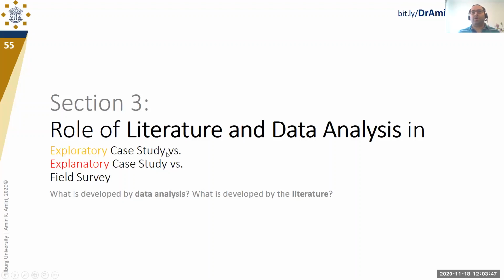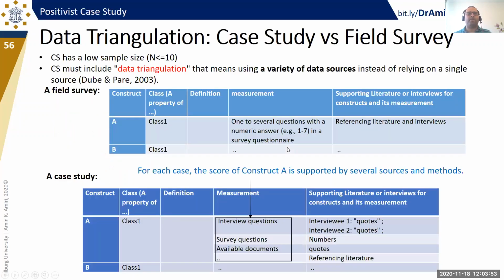So what is the role of literature and data analysis here in these two types of studies? One thing that differentiates a case study from a field survey with a questionnaire is data triangulation. In a case study, we usually have a low sample size, lower than 10, but it should have data triangulation. What does that mean?